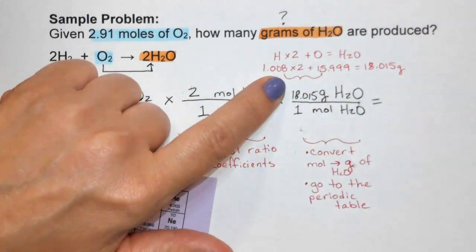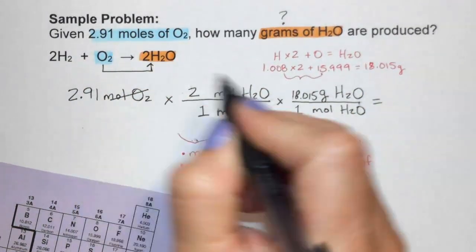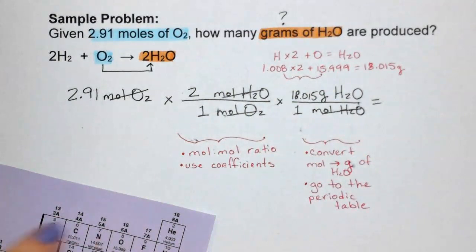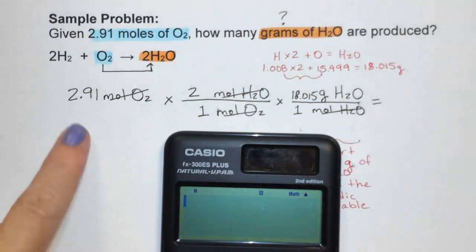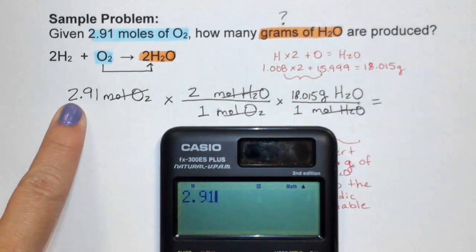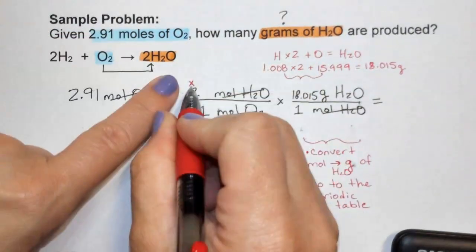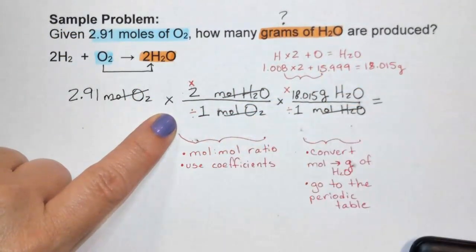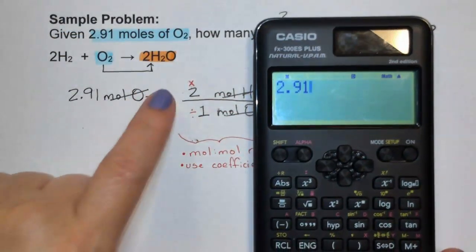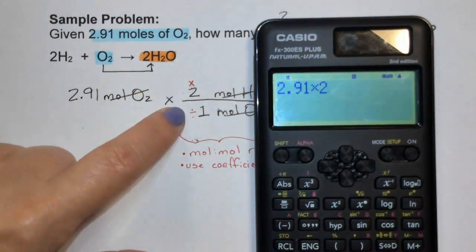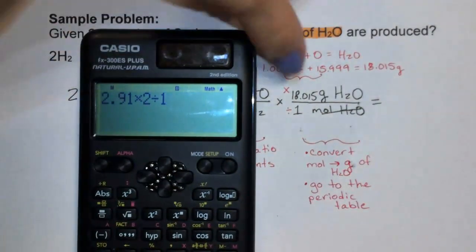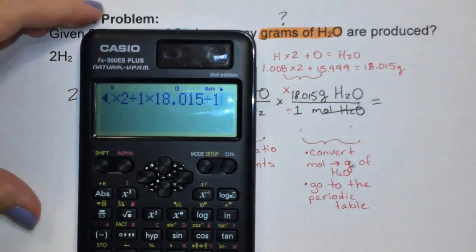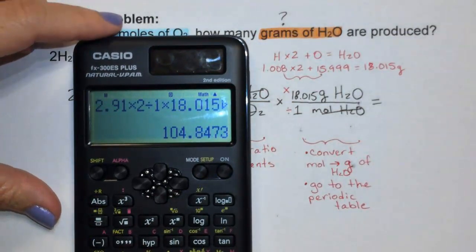Finally, we can calculate our final answer because moles of oxygen cancel, moles of water cancels, and we're at grams. So to calculate our answer, we're going to type in the first value, 2.91. We're going to hit times the top divided by the bottom, times the top divided by the bottom. So it's 2.91 times 2 divided by 1 times 18.015 divided by 1. You can skip the ones because they don't change anything.